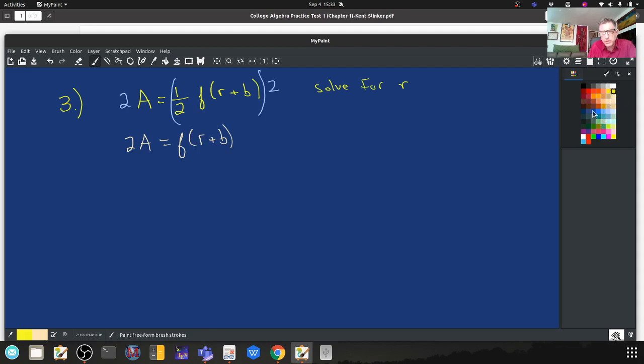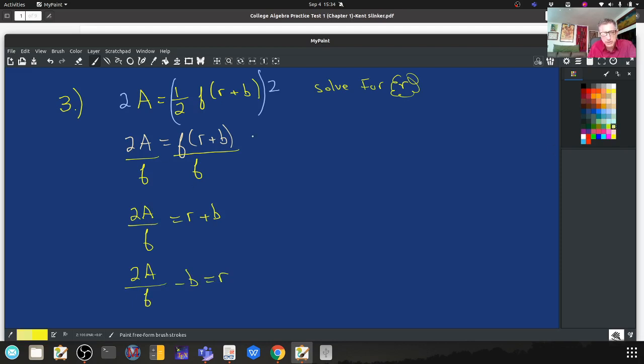Now again, there's two ways you can go here. I want to get the r by itself somehow. Right now it's kind of locked into this parentheses. Well, one way I can get it out is to divide both sides by f. So this gives me 2a divided by f is equal to r plus b, and I want to solve for r. So at this point, all I do is subtract b from both sides. So I get 2a over f, sorry I'm using a cursive f, minus b is equal to r.